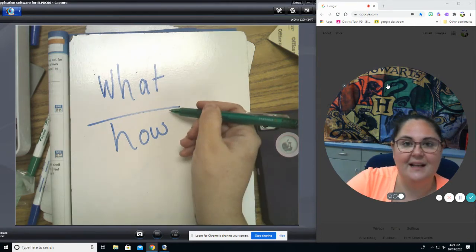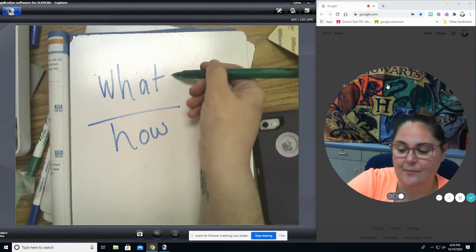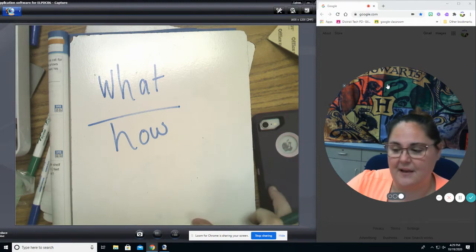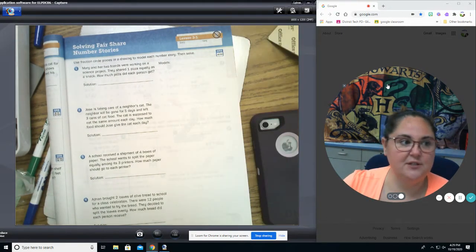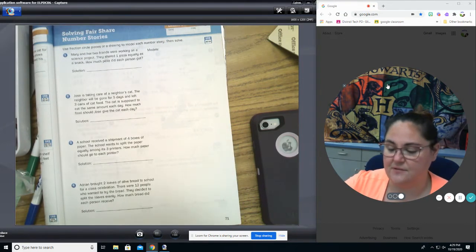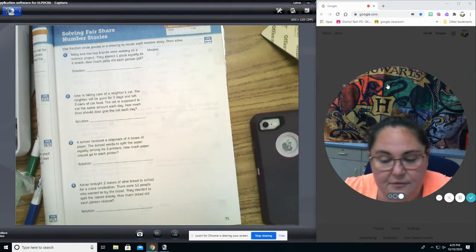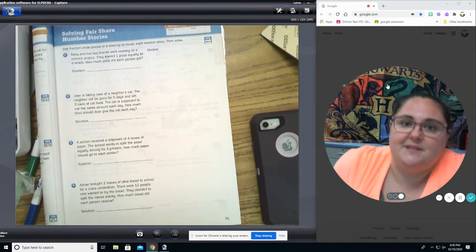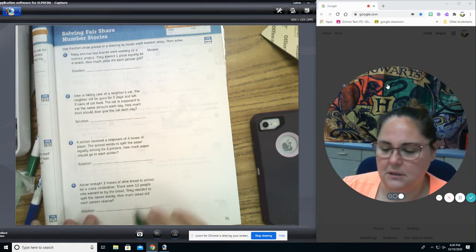Remember, this little line here means divided by. So this number divided by this number. What divided by how? That's going to be very important when we go through the lesson for today. So starting right here on number 1, we're going to use fraction circle pieces. Fine, use a drawing. You don't need to have the fraction circle pieces. You always have a pen and paper. Do a drawing. It's fine.